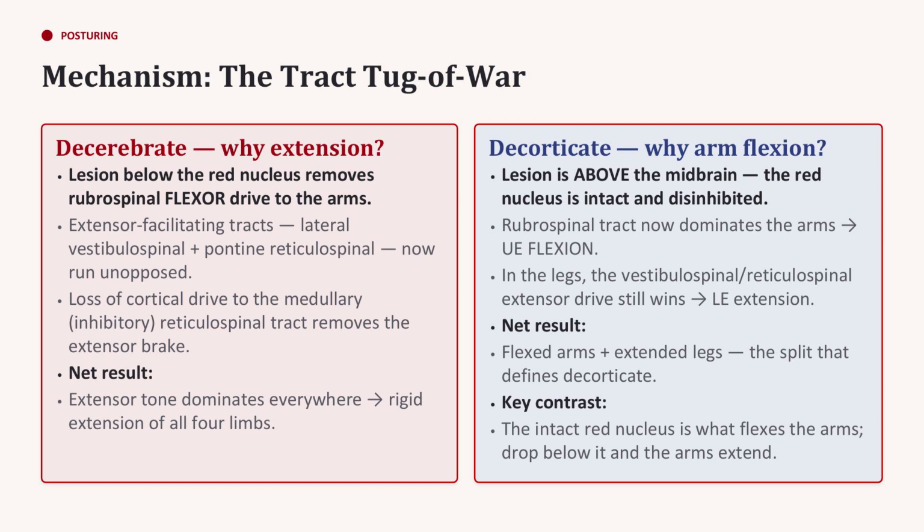The single conceptual pivot is the red nucleus. If the red nucleus is above the lesion and intact, the arms flex, decorticate. Drop the lesion below the red nucleus and you lose that flexor influence, so the arms extend, decerebrate. One nucleus explains the entire difference.